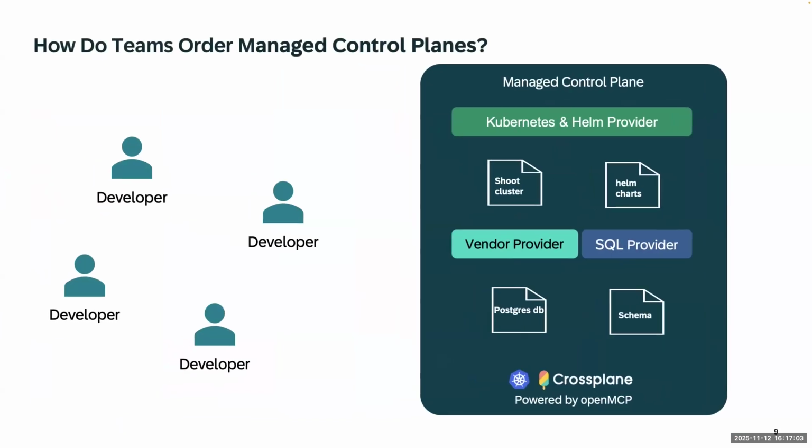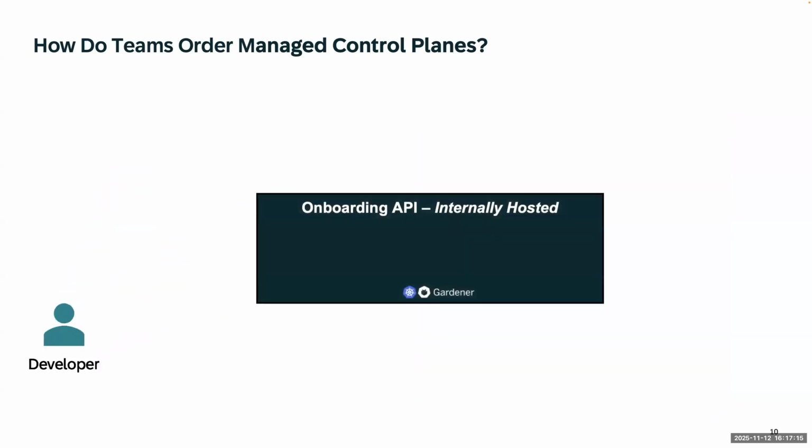But how do actual teams now get an MCP built? Because it's very nice talking about what we can do, but how do we actually get one itself? And now the onboarding API comes into play. The onboarding API itself is also just a Kubernetes cluster.